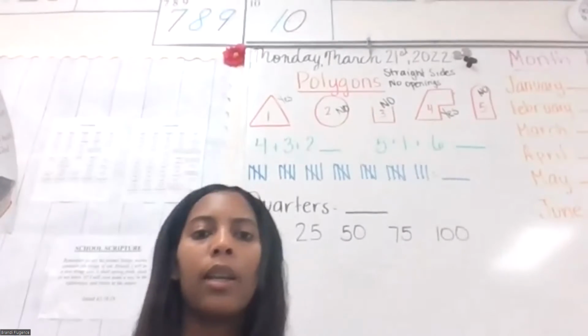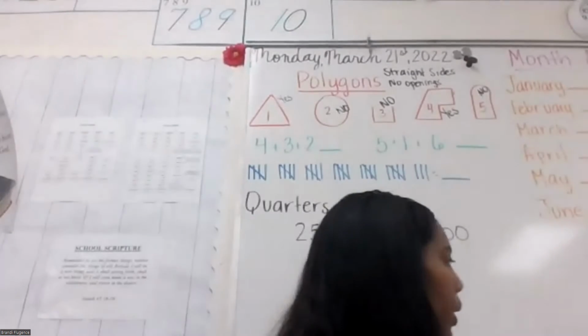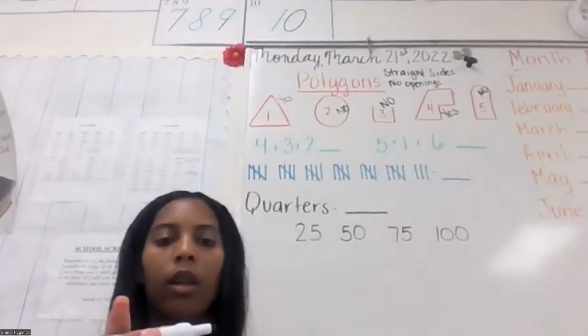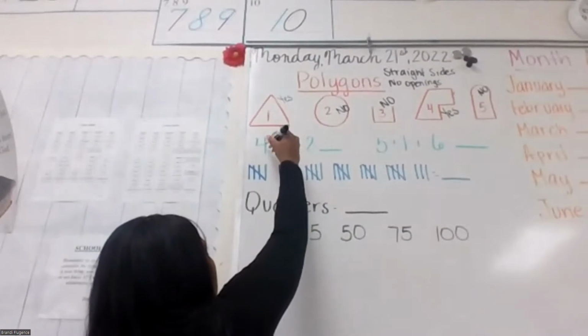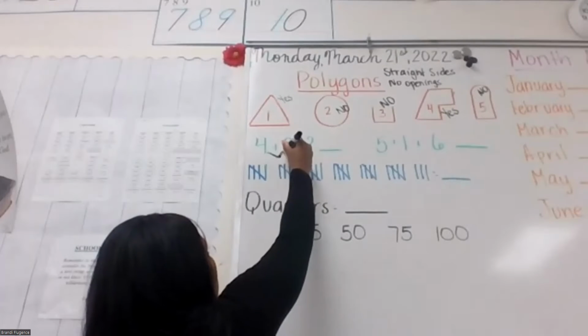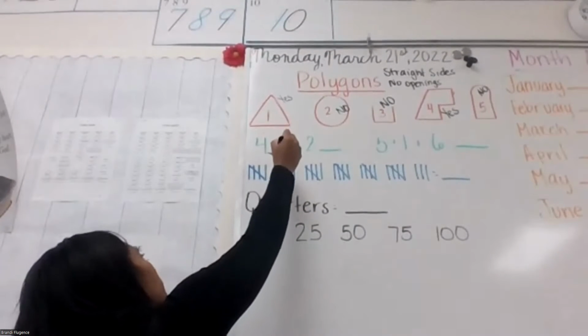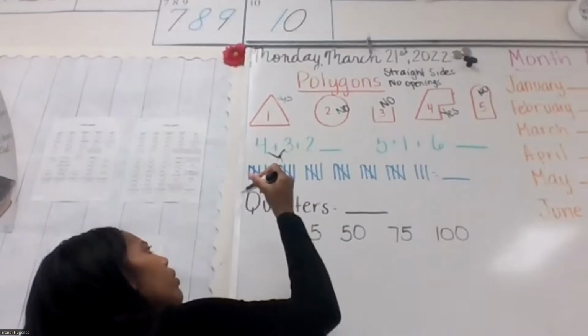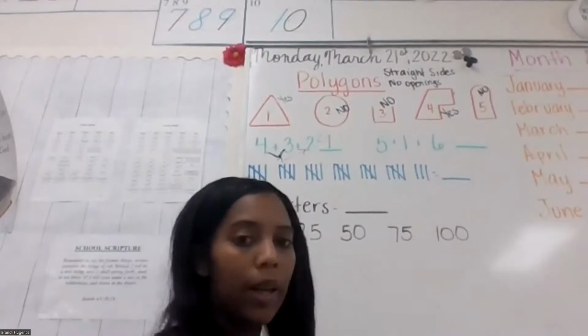All right, let's go ahead and add it up. So 4 plus 3 plus 2. Anybody wants to walk us through how to add this one up here? Okay, go ahead, Naraya. 4 plus 3 equals 7. 7 plus 2 equals 9. All right, 9.